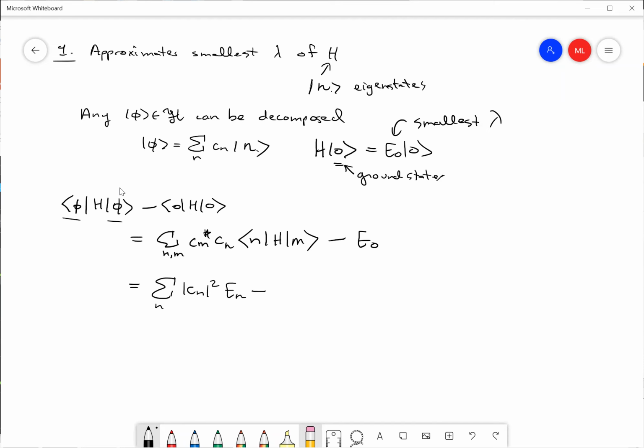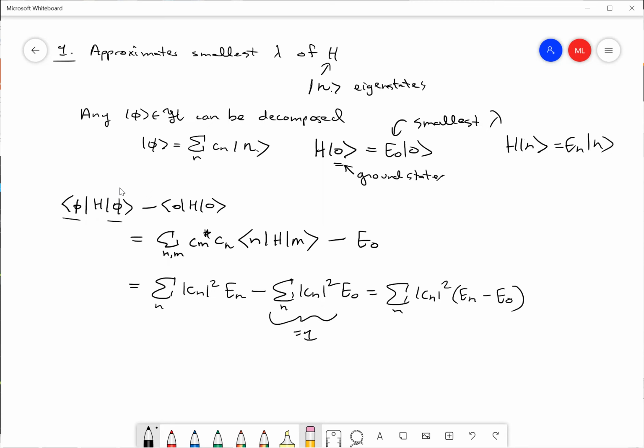And then we can also do a little trick, right? We can stick in a factor of 1 because this state is normalized, so this is just equal to 1. We stick in a 1 there in front of the E0, and so this becomes the sum over n of Cn squared times En minus E0. Again, H acting on any of these n's will give me some En. This is the smallest, and these are the rest of the eigenvalues. And we know this is the smallest one, so this whole thing must be greater than or equal to 0.